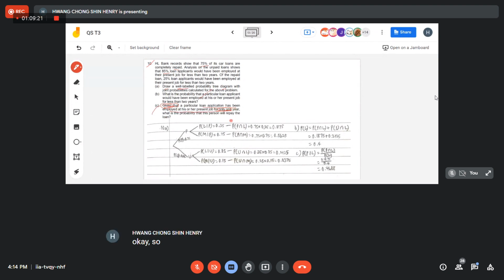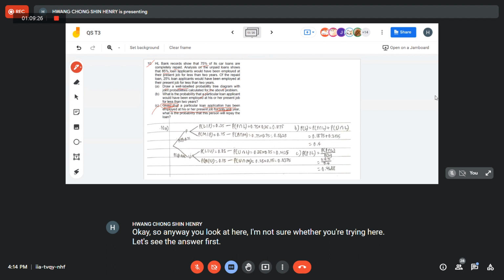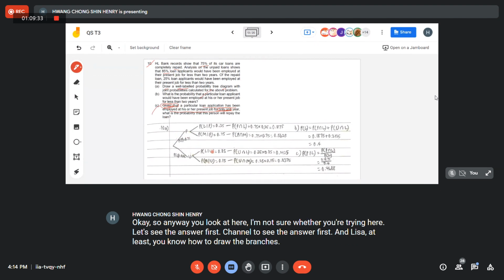Okay, so everyone, look here. I'm not sure whether you'll try it. Don't look at the answer first. Try not to see the answer first. At least you should know how to draw the branches, and also define the symbols.